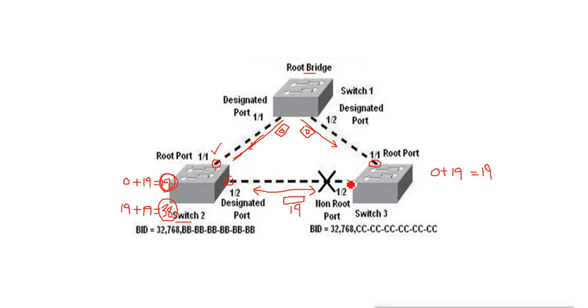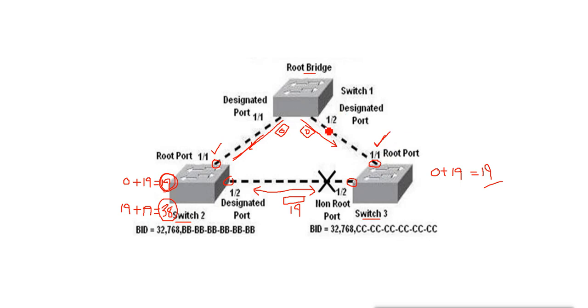And for switch 3, this is also the same. If switch 3 goes from this side, it will cost 19. Path cost will be 19. And if it goes from this side, from this port, then it will be 38. So it will choose this port, as it is the shortest path. It has the shortest path to reach the root bridge.